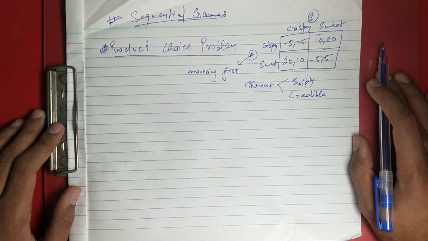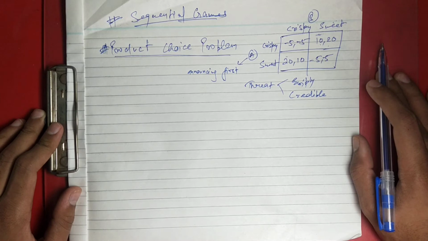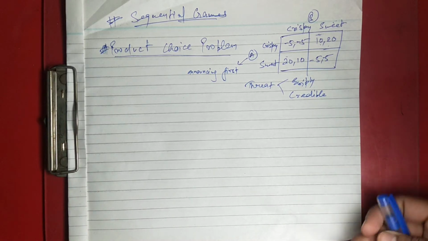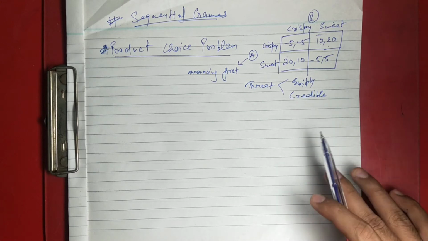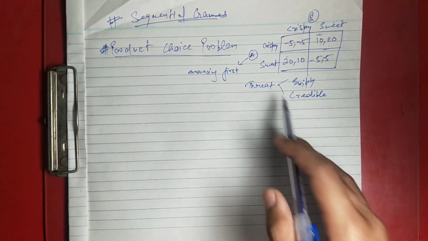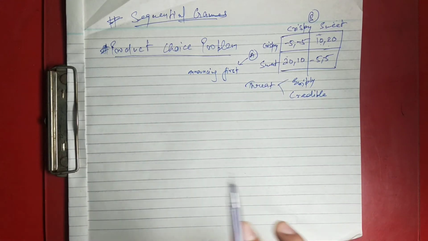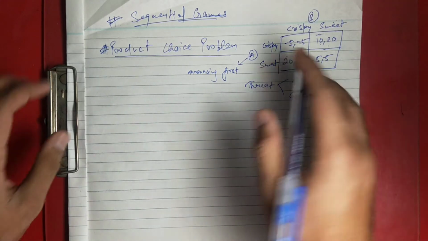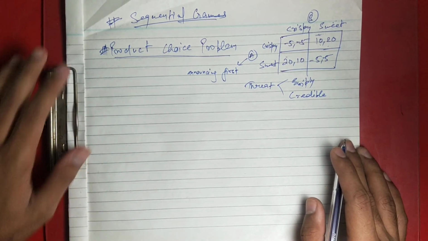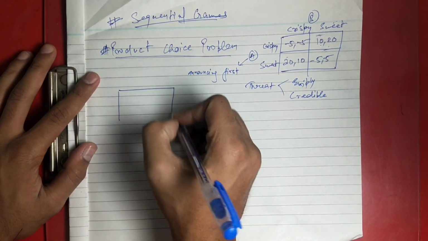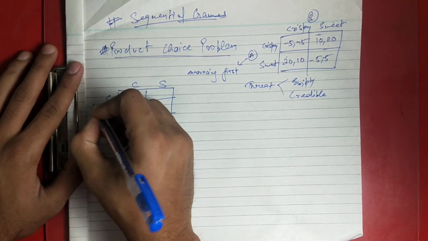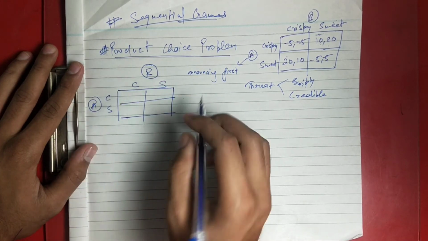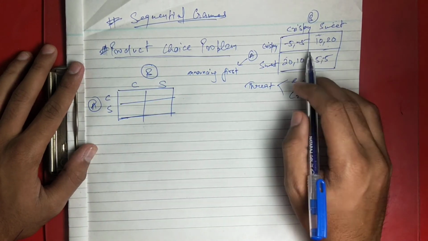Okay guys, so let's move on to the credible threats. So what do we do to make this threat credible? Okay, so there can be one thing that A can do. What A can do is, they can start ordering only sweet raw material. First thing is that the matrix will change. Crispy, sweet, A, B. Okay, so first the original matrix is this.